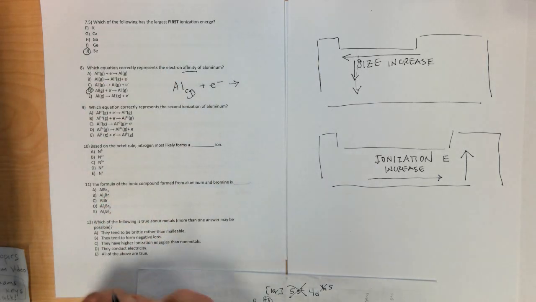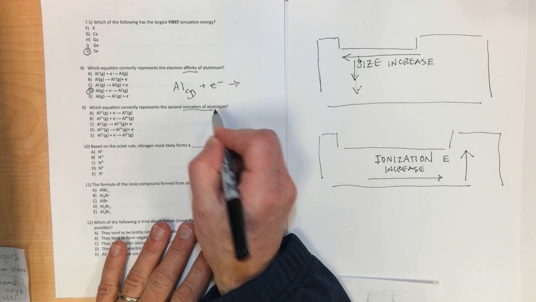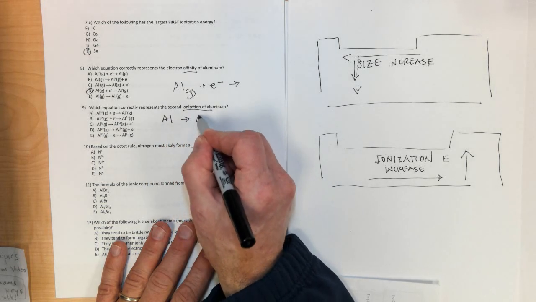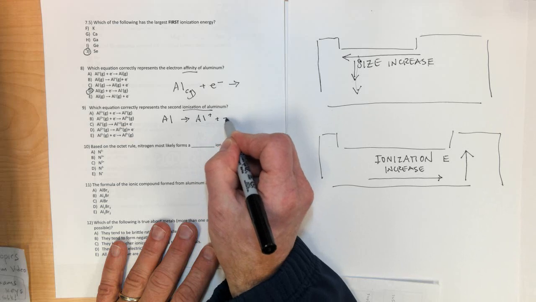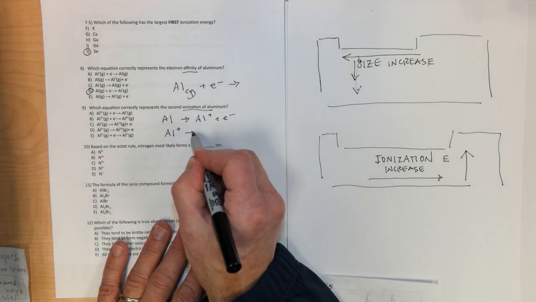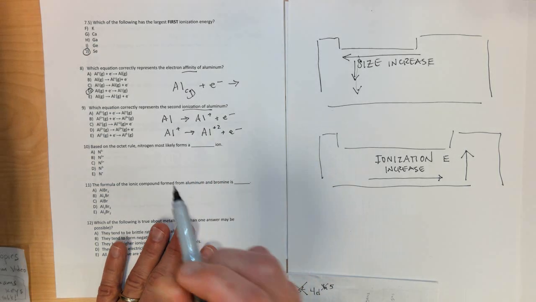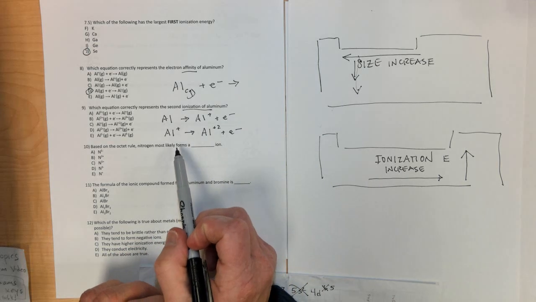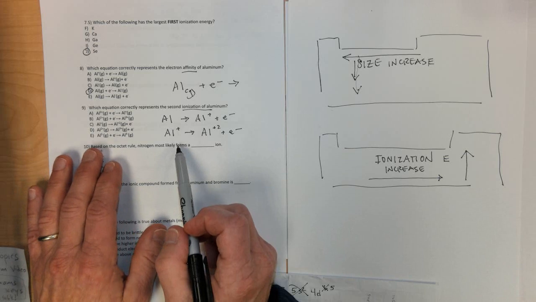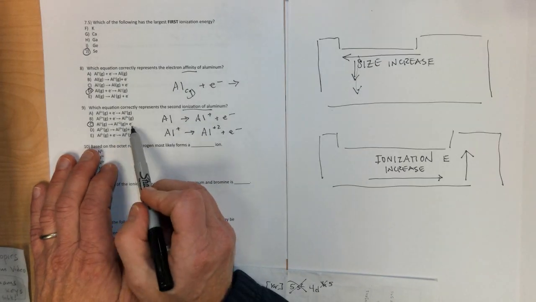Number 9, which equation correctly represents the second ionization energy of aluminum? So the first ionization energy would just be aluminum losing an electron to become aluminum +1. The second ionization energy would then take the aluminum +1, and it would become aluminum +2 plus another electron. So the second ionization energy would be the letter C right here. Aluminum +1 goes to aluminum +2 plus an electron.